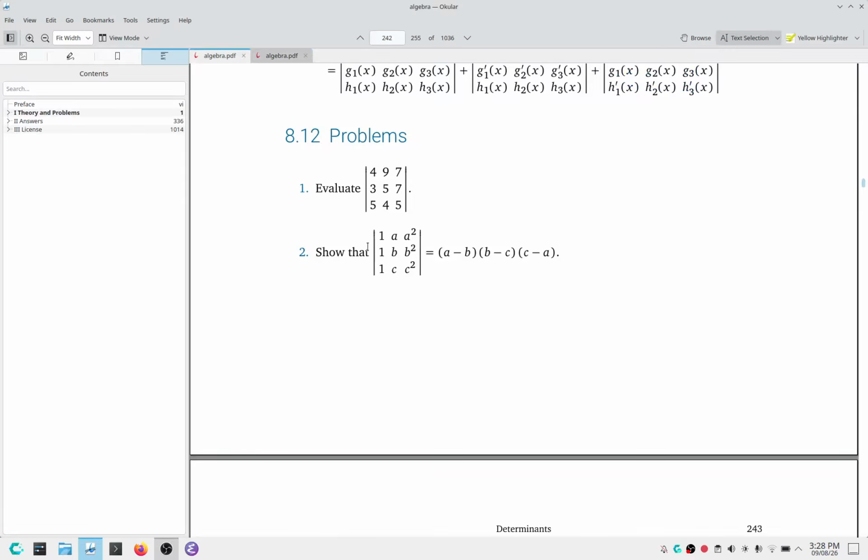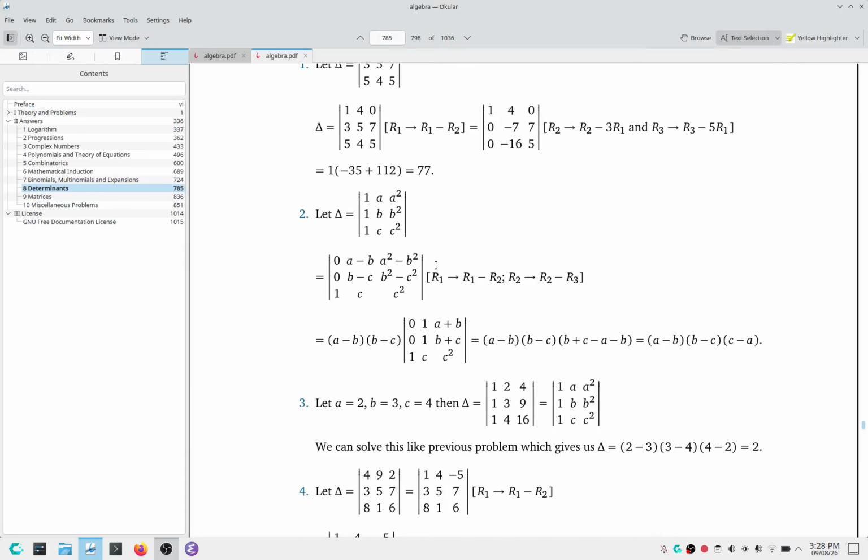Question 2 says show that the determinant with rows 1, a, a square; 1, b, b square; 1, c, c square is equal to (a minus b) times (b minus c) times (c minus a). Here again we want as many zeros as possible. So from R1 we subtract R2, that is R1 = R1 - R2, and R2 = R2 - R3. So it becomes 0, a minus b, a square minus b square; 0, b minus c, b square minus c square; and 1, c, c square.